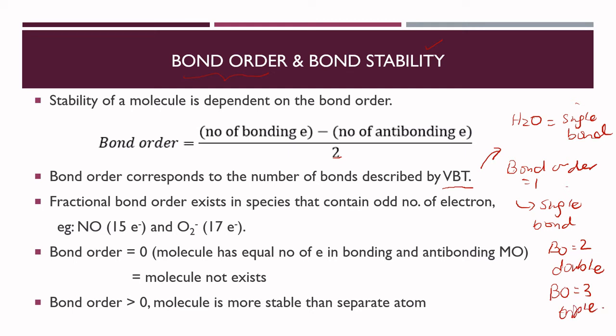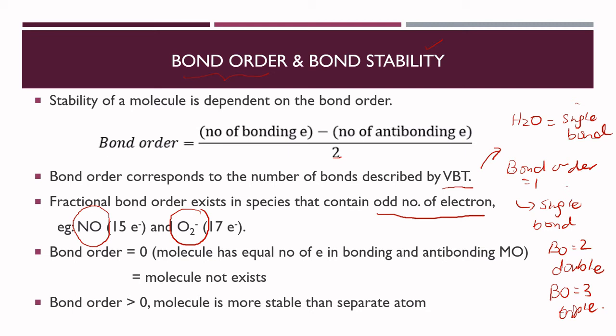Okay, and fractional bond also exists in species that contain an odd number of electrons, for example NO and O2 minus. If bond order equals 0, it means that the molecule does not exist. And if bond order is more than 0, the molecule is more stable than the separate atoms.